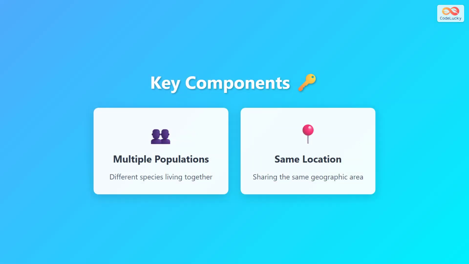Communities have two essential components. First, they consist of multiple populations, meaning different species living together. Second, these populations share the same geographic location. Both conditions must be met for a community to exist.